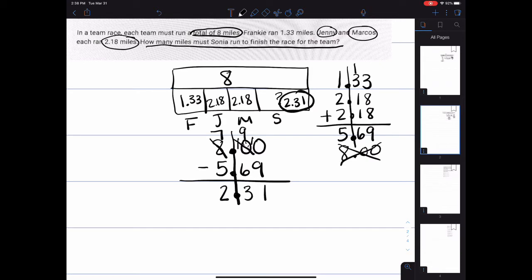Now, in order to check this, I could go back and make sure that I added those together. And if I'm correct, if I add 1 and 33 hundredths plus 2 and 18 hundredths plus 2 and 18 hundredths plus 2 and 31 hundredths, my answer should be 8.